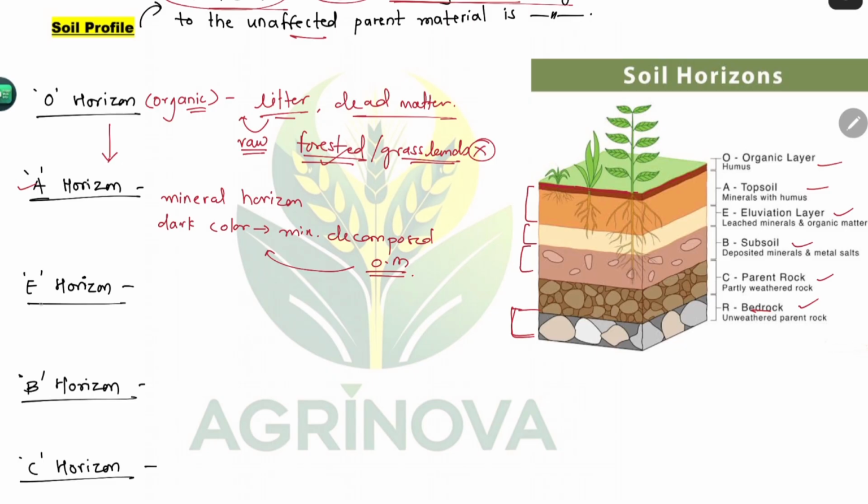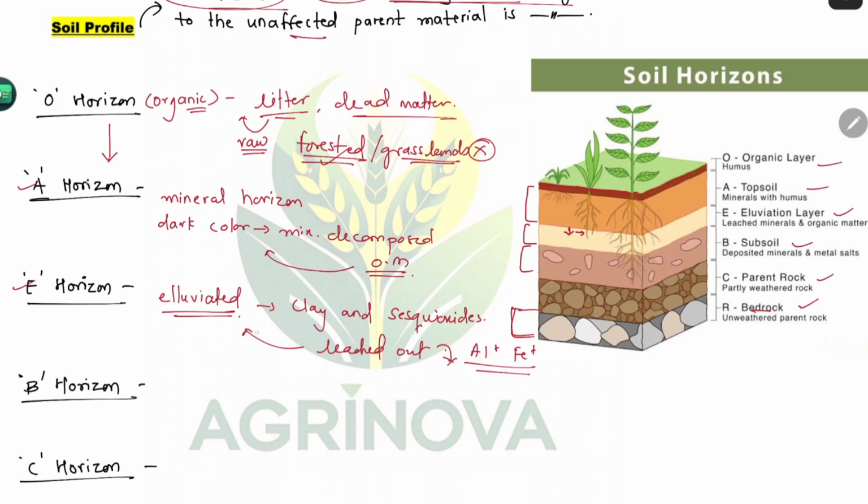The next horizon is the E horizon, meaning basically eluviated. So eluviated मतलब जो clay and sesquioxides are invariably leached out. मतलब ये जो E layer है, basically the clay particles or the sesquioxides like aluminum oxides, iron oxide, they are basically leached down to the layers below. So it is the horizon of leaching out. So basically it is called the eluviated horizon. Okay.